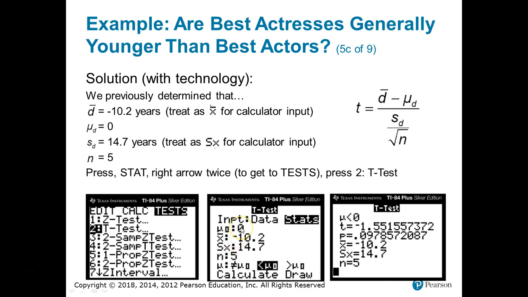Our null hypothesis is going to be 0. Our x bar is now going to be negative 10.2. Standard deviation 14.7. N is 5. And we are doing this tail test. Go to calculate, hit enter, and then we get our t value this way as well as our p.